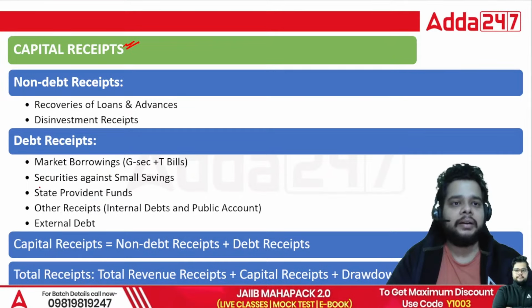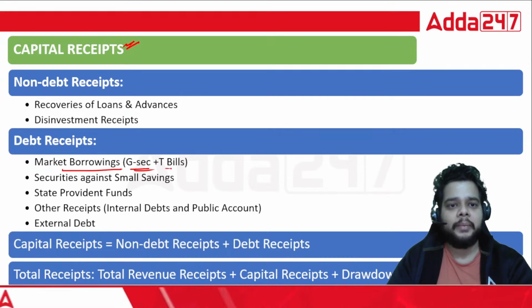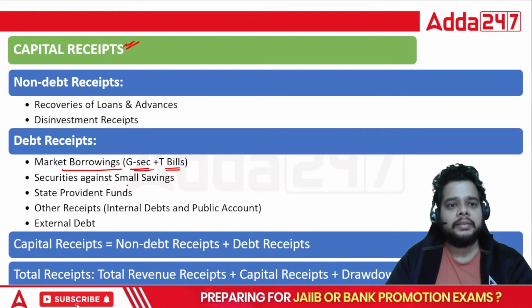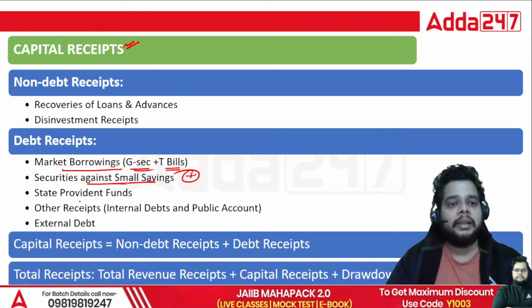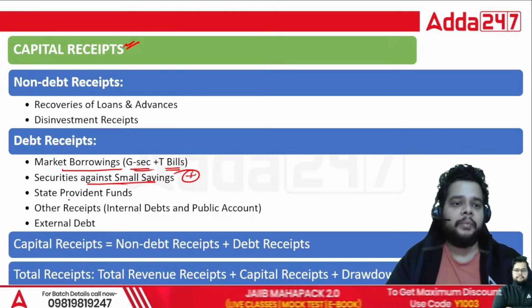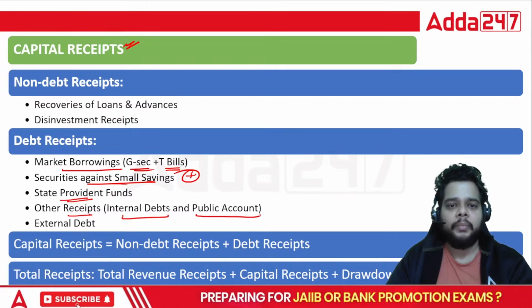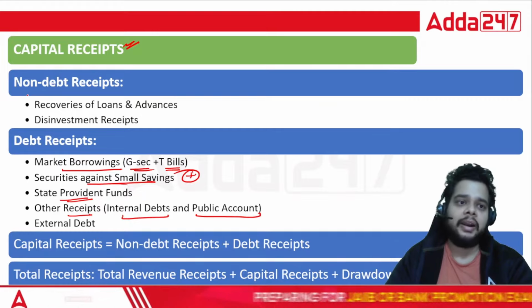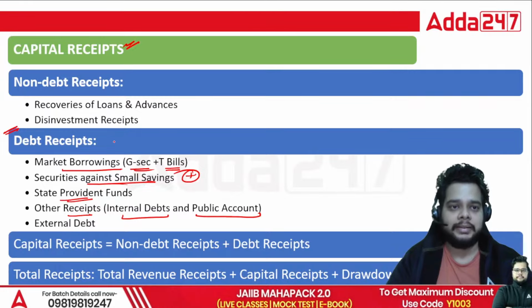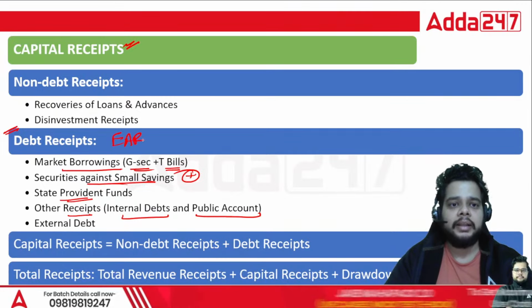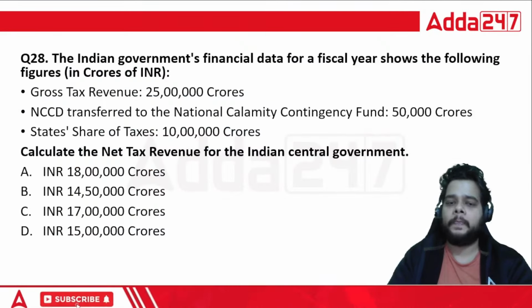The government earns money in the long term from the market borrowings, be it the government security T-bills. Then securities against small savings, the government is earning money. That forms the part of revenue of the government. State provident funds, other receipts, be it the internal debt or public account. Fine. So these are all the debt receipts, but yes, termed as earnings for now.